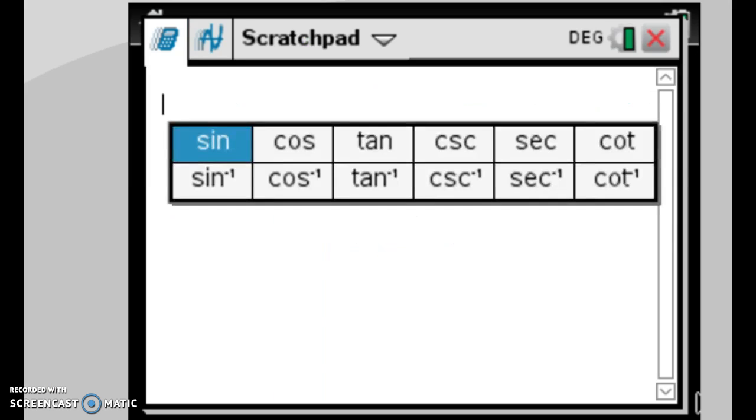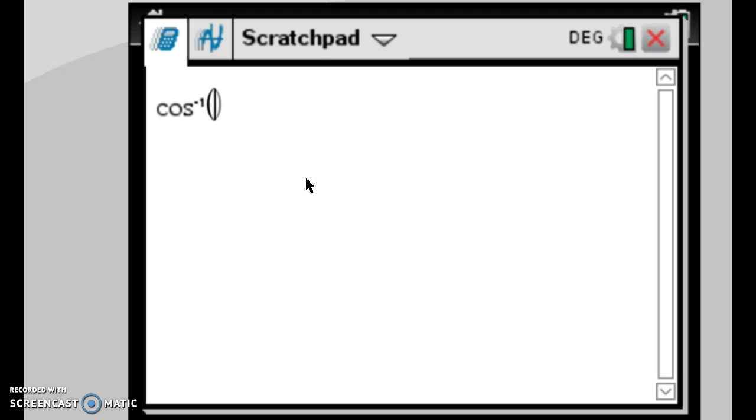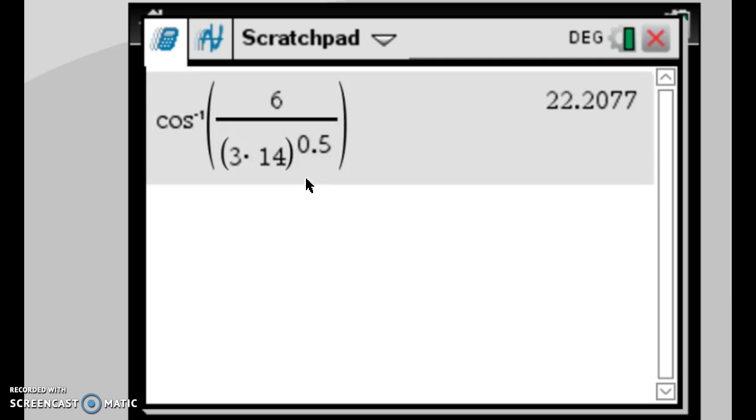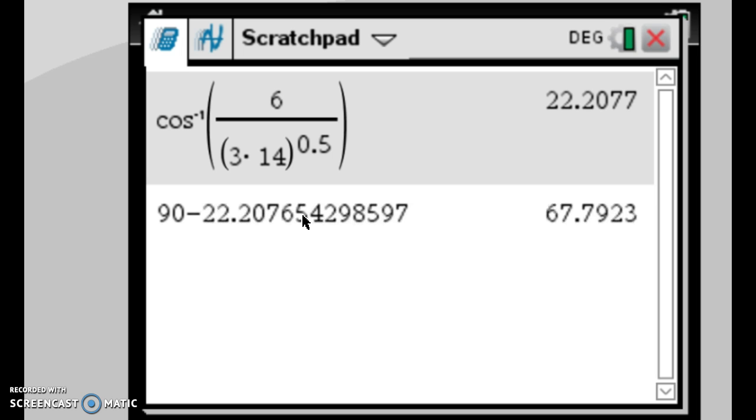So now we need to find the cosine inverse of 6 divided by the square root of 3 times 14. And we get that that's 22.2 degrees. So actually we need the angle that is 90 minus that, so 67.8 degrees.